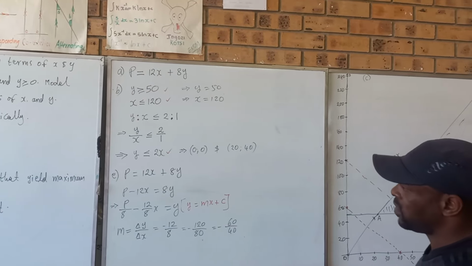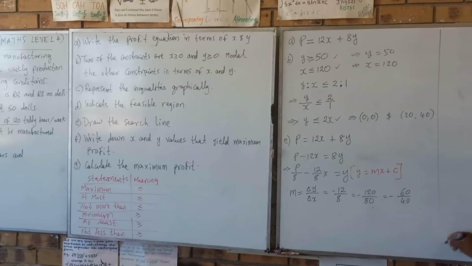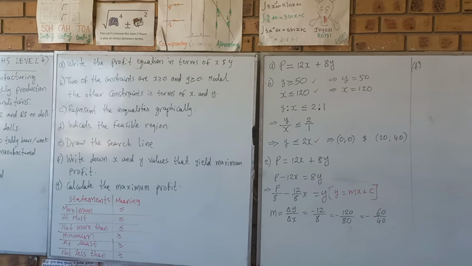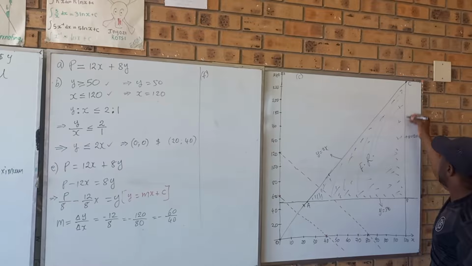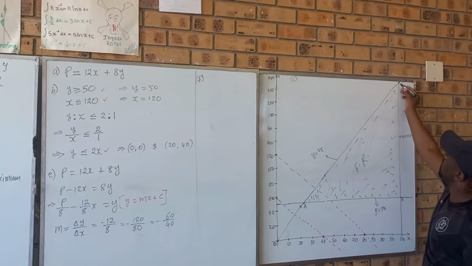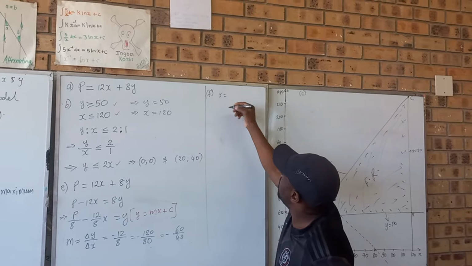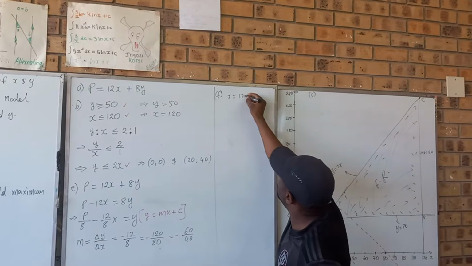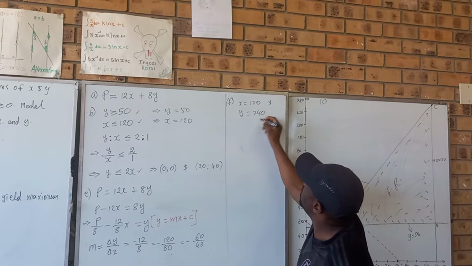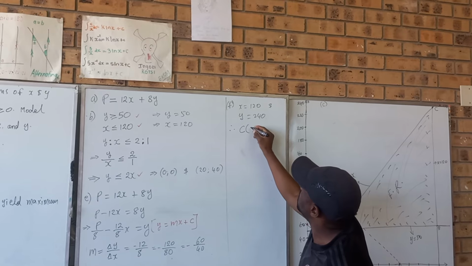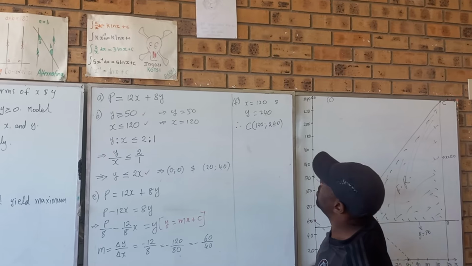So our F says write down x and y values that yield maximum profit. That simply means you look for the coordinate of C. Our graph is an easy one. You see where C is. C is where the x value is 120 and the y value is 240. So we will simply say our x value that yields maximum profit is 120, and our y value that yields maximum profit is 240, which is the same as saying the coordinate of C is (120, 240). So we are done with that part.